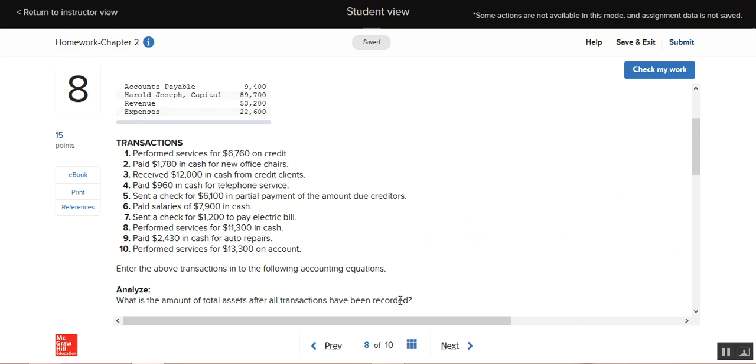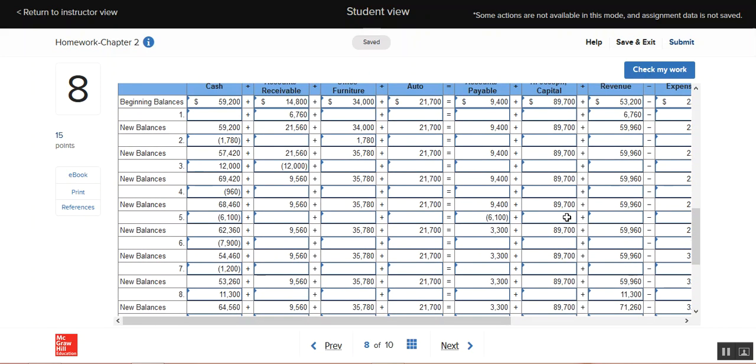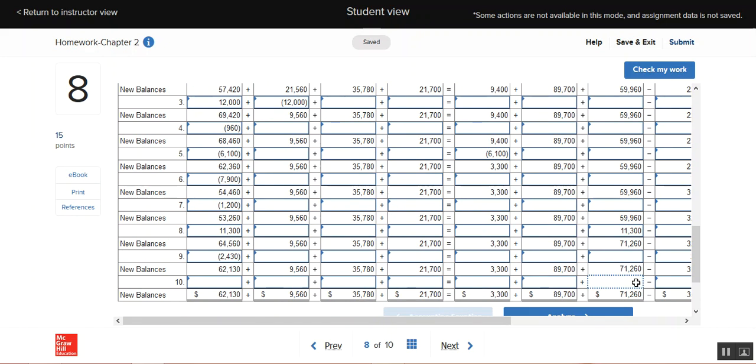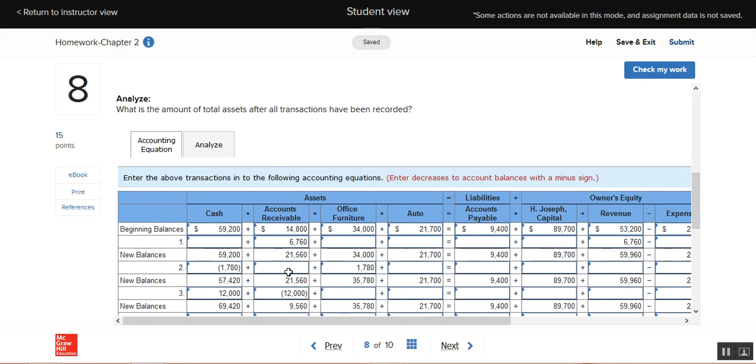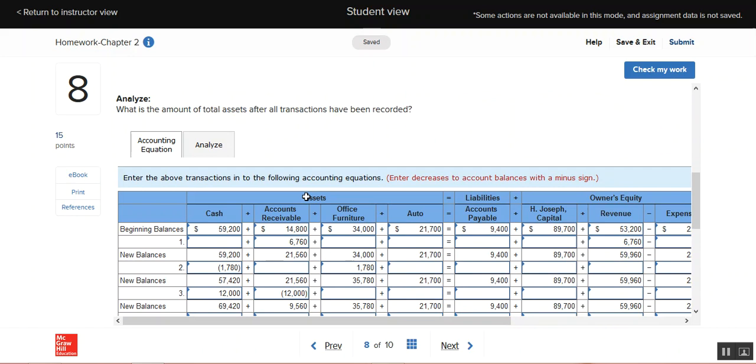Perform services for $13,300 on account. So we earned $13,300 in revenue. And it says that the people did not pay us cash yet. They're going to pay us later. So we're going to receive that later, which I think is the second column over. So it goes in accounts receivable. So that's all of your transactions.